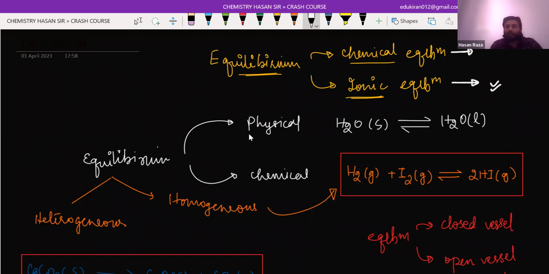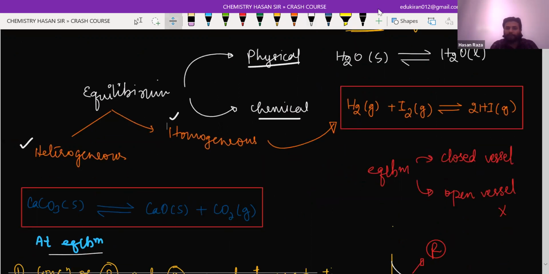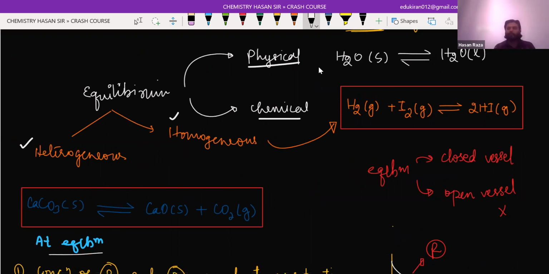Now this equilibrium is of two types, physical equilibrium and chemical equilibrium. Equilibrium is also divided into heterogeneous and homogeneous. So what is heterogeneous equilibrium and what is homogeneous equilibrium? First of all, in equilibrium, it is represented by a double-headed arrow. That means it goes from reactant to product as well as product to reactant. That's why it is shown by a double-headed arrow.